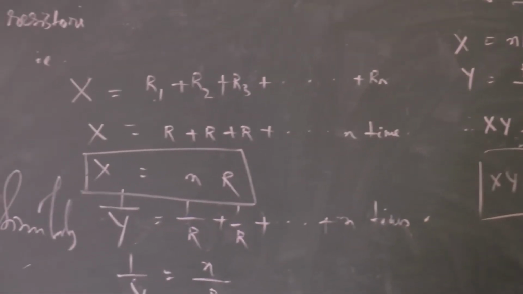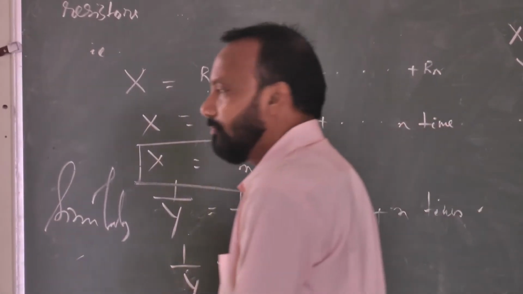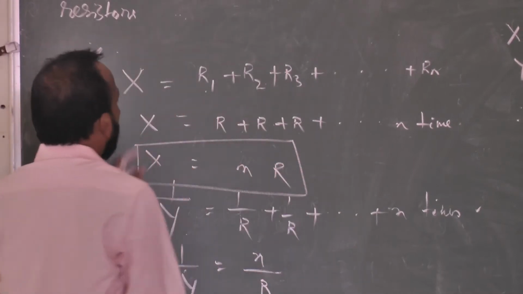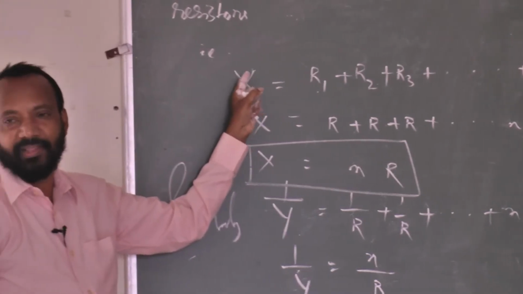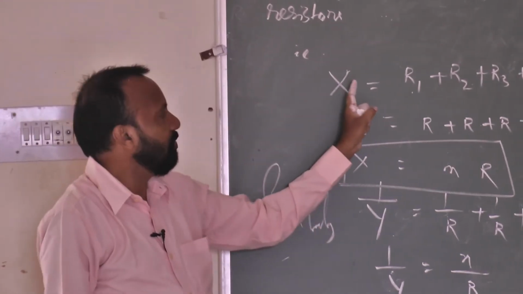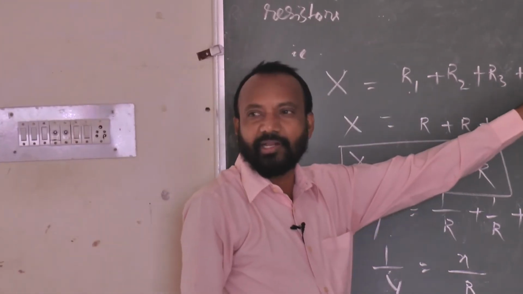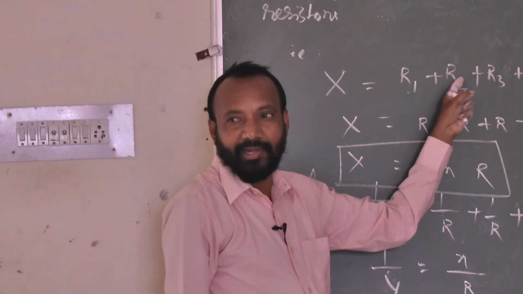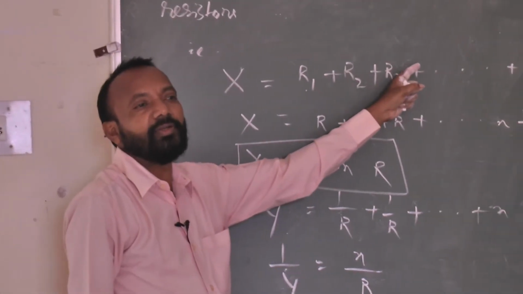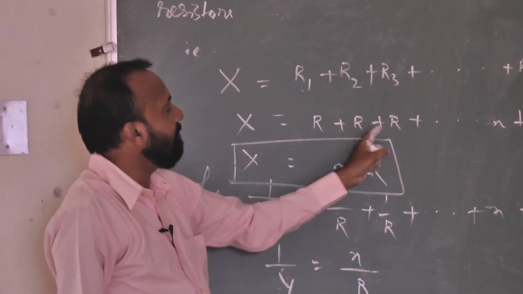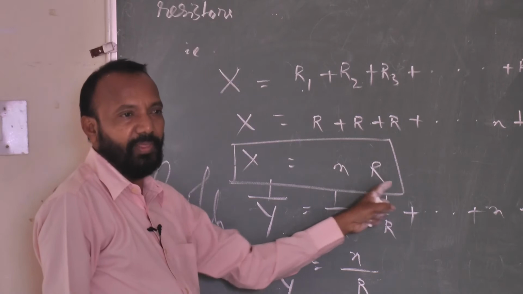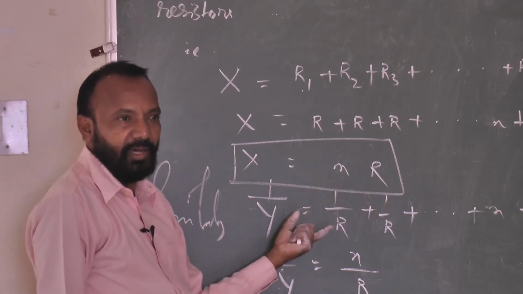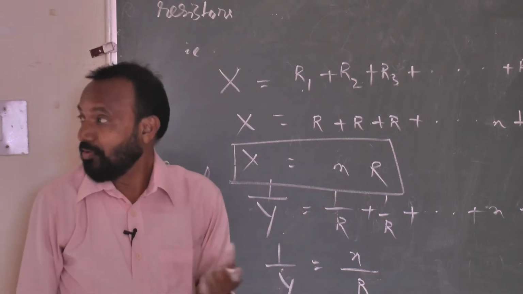Next question. Did you note it? Understood or not? So n identical resistors are given in series combination, and the effective resistance is X. So R1 plus R2 plus R3 up to Rn. Each is equal, identical: R1 is equal to R2 is equal to R3 is equal to Rn. So this is R plus R plus R, n times. So how much will we get? X is equal to nR.